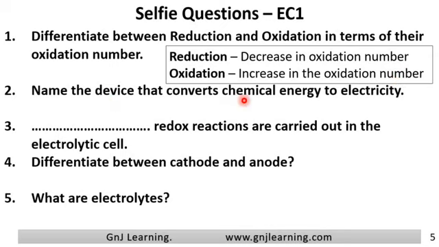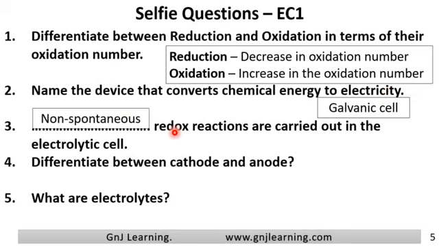Name the device that converts chemical energy into electrical energy. The answer is very simple, it's galvanic cell. Some may write electrochemical cell. The answer is correct but not specific, because electrochemical cell includes both galvanic cell and electrolytic cell. So in a broad sense the answer is correct, but if you want to be more specific, the answer should be galvanic cell or voltaic cell.